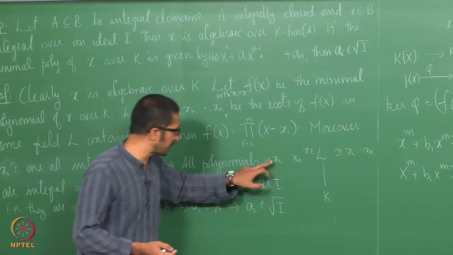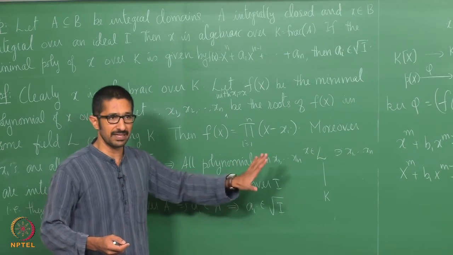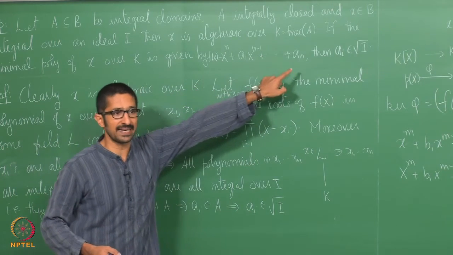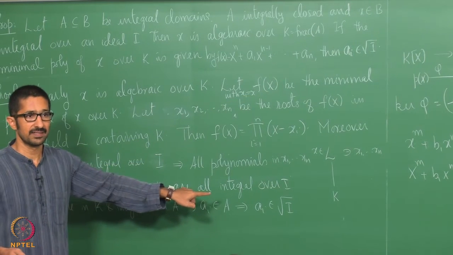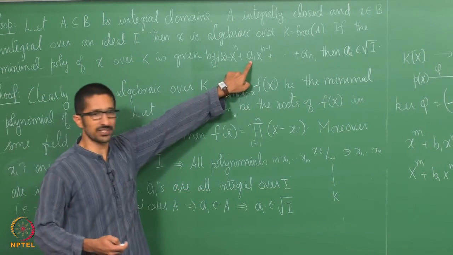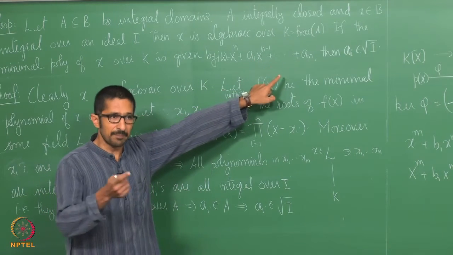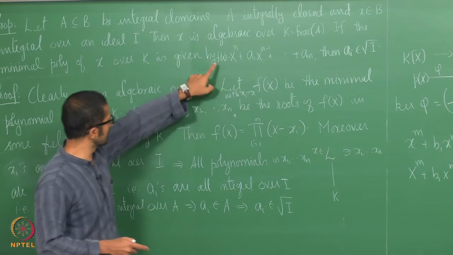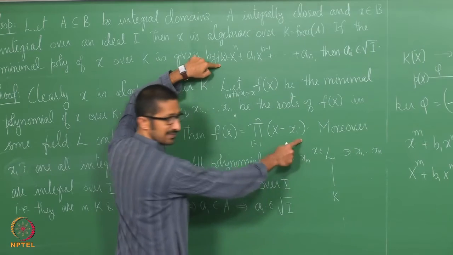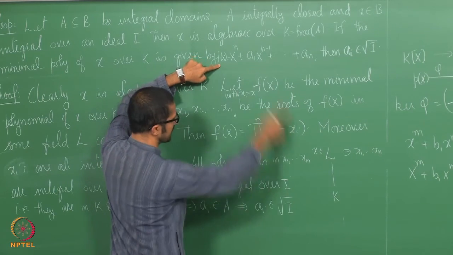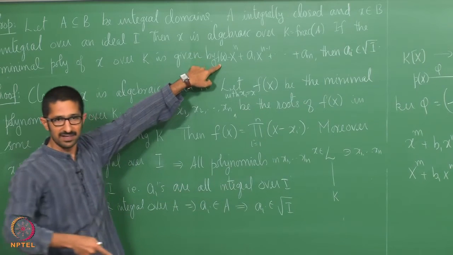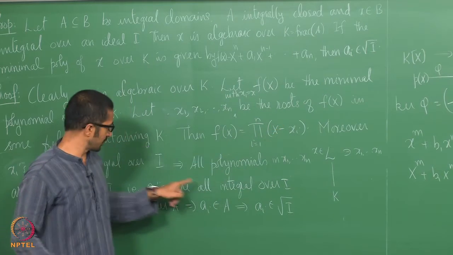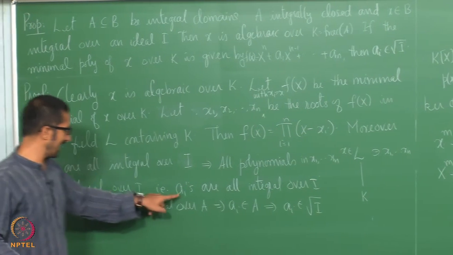So, therefore, all the polynomials in x1 up to xn are integral over I. In particular, all these coefficients a1 up to an are integral over I, because a1 is the summation of the xi's, and a2 is the summation over i, j of xi xj. This is the minimal polynomial. So, if you just equate the corresponding degrees, the ai's are all polynomials in the xi's. Therefore, the ai's are all integral over I.